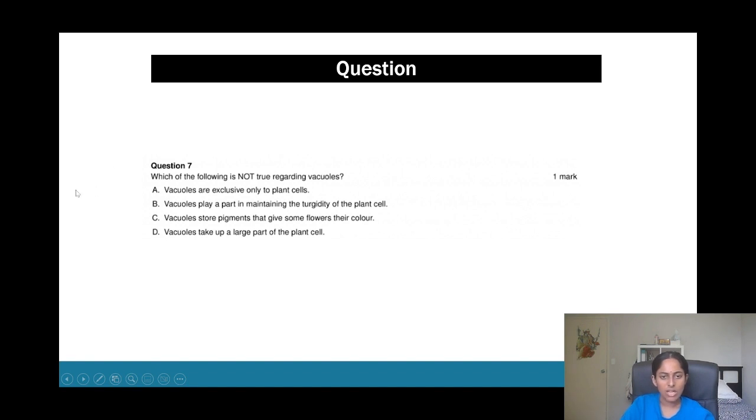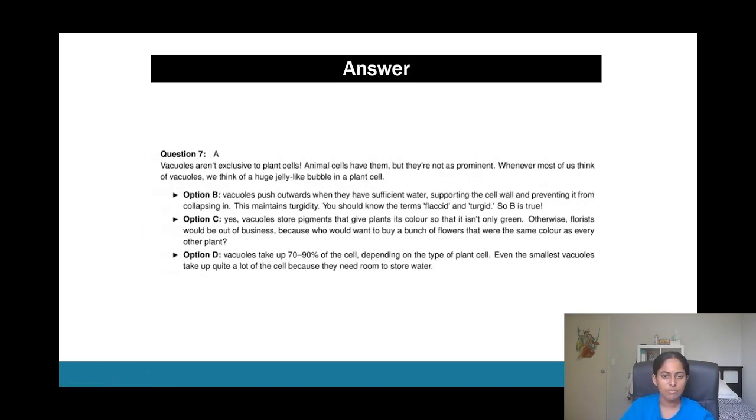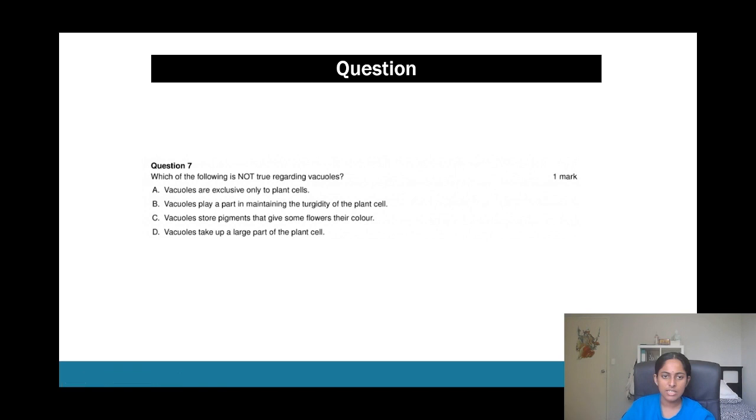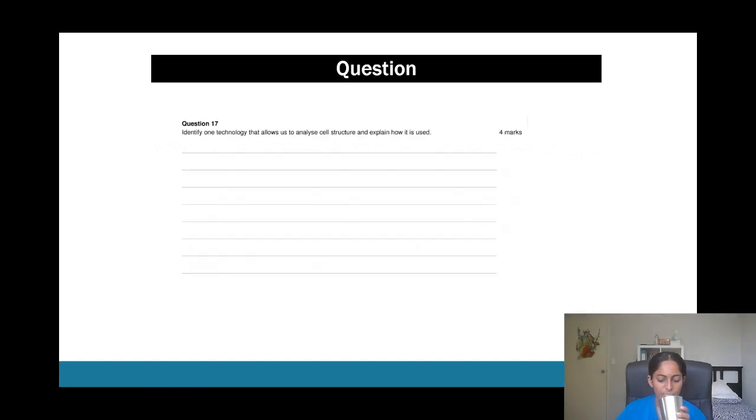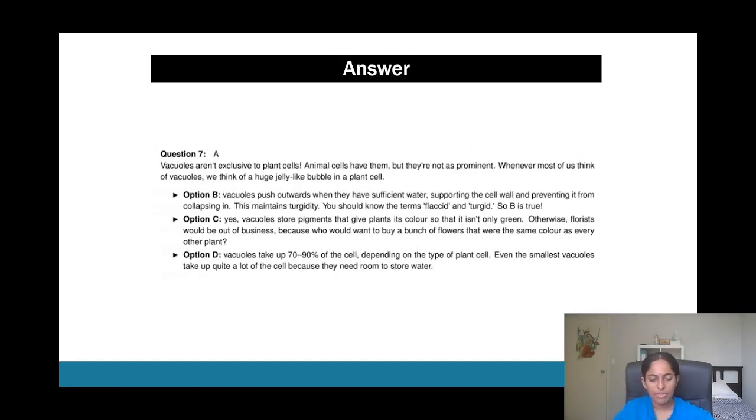Vacuoles take up a large part of the cells. Since they are fluid based, they actually do take quite a big structure, and you can see here that it's actually 70 to 90% of the cell. And whilst it did not touch upon this, vacuoles actually do also store pigment for plant cells that give flowers their color. So yeah, that's pretty much this MCQ question. Let's move on to the next question.